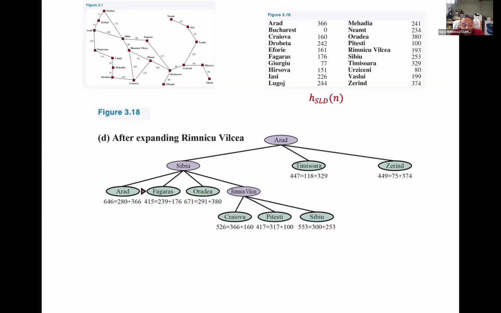And so now, if we look at our priority queue, we have quite a few nodes there, but Fagaras that we added when we expanded Sibiu now has the lowest evaluative measure, with g of n plus h of n equal to 415. So in spite of Arad appearing a second time, and Sibiu appearing a second time, this A* search pursues Fagaras because it minimizes this f of n equals g of n plus h of n. Any questions?